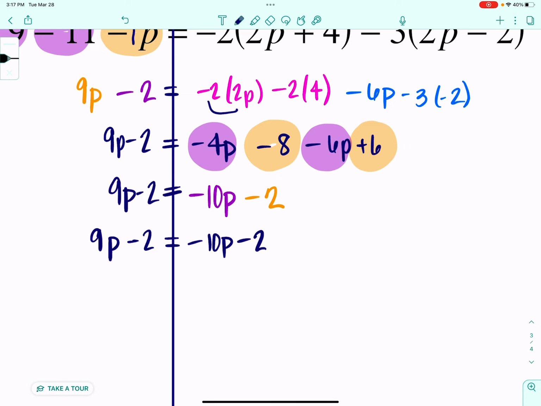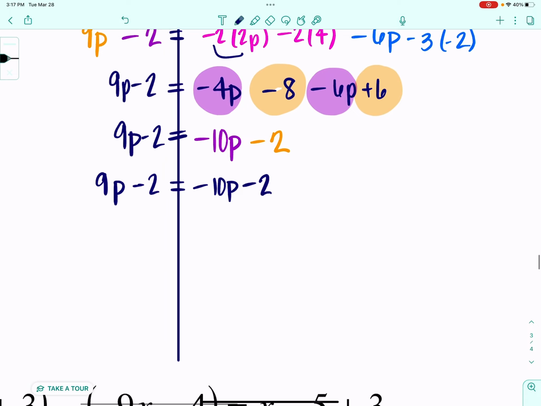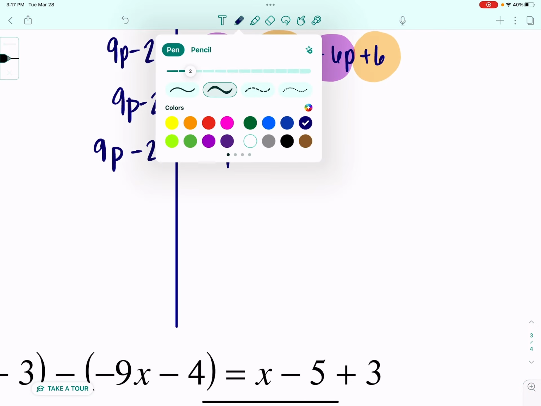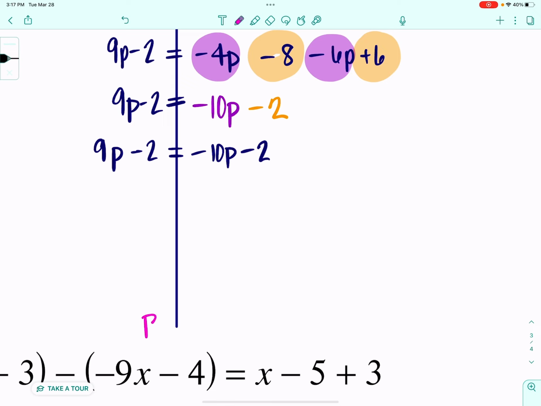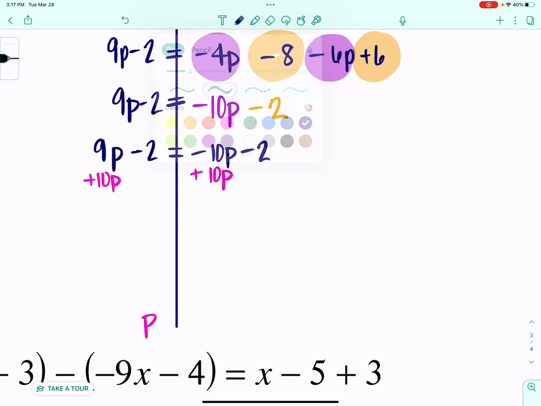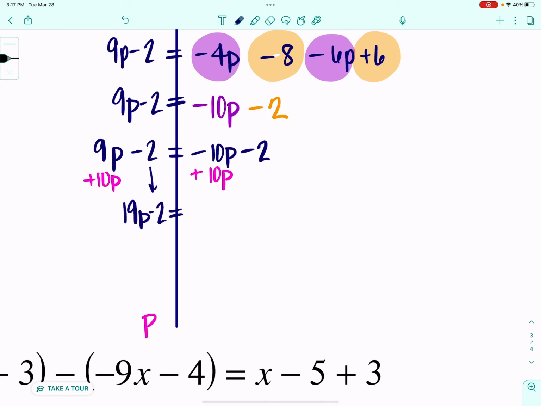I need all of my p's on one side, all of my constants on the other. This time I am going to pick the left for my p's. So I want to move my negative 10 p's to the other side. Since they're negative, the inverse would be to add them. So I'm going to add 10p to both sides. 9 plus 10 gives me 19p. I didn't mess with the negative 2 yet, so I'm going to bring it down. And then I'm going to bring down this negative 2.